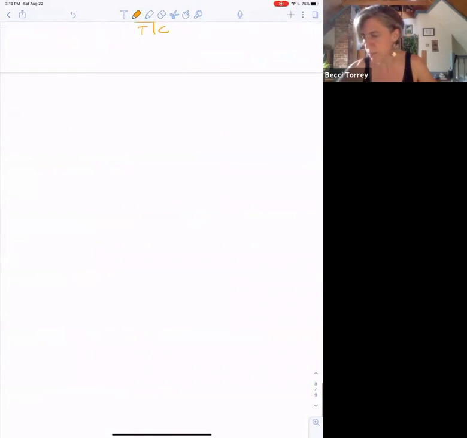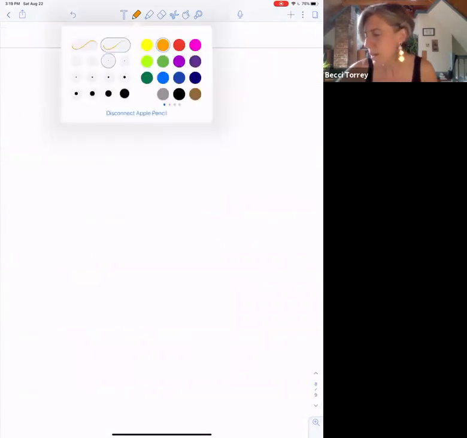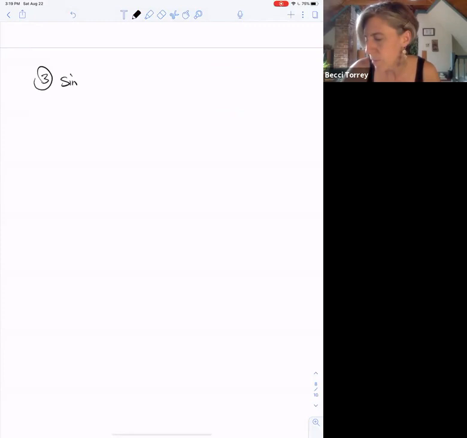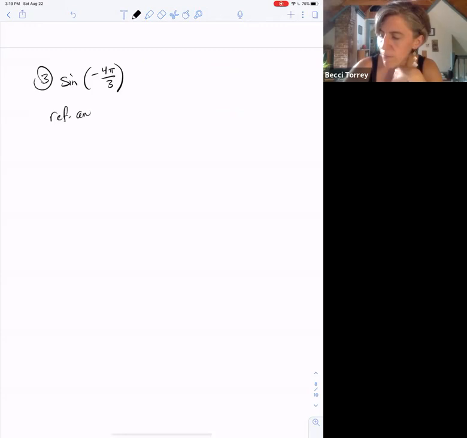Let's do another one. So our next problem is going to be sine of minus 4 pi over 3. Okay, and so we're going to do this same thing. So we want to know the reference angle here. So the reference angle, again, 4 and 3, right, we can't divide that to reduce it any further. So our reference angle is going to be pi over 3.